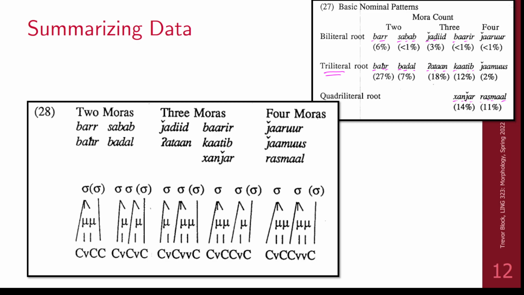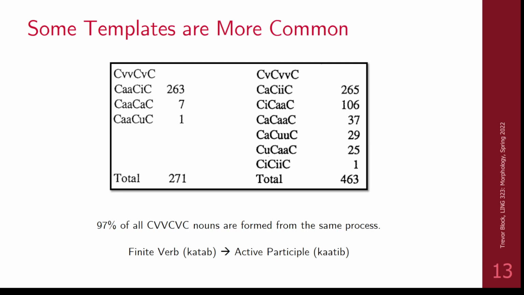Overall, they found 5 separate patterns for syllables in this language. So every single verbal root can be fit into one of these 5 patterns. What's interesting is they found that some templates are more common than others. So a CVC template is less common than a CVVC template.